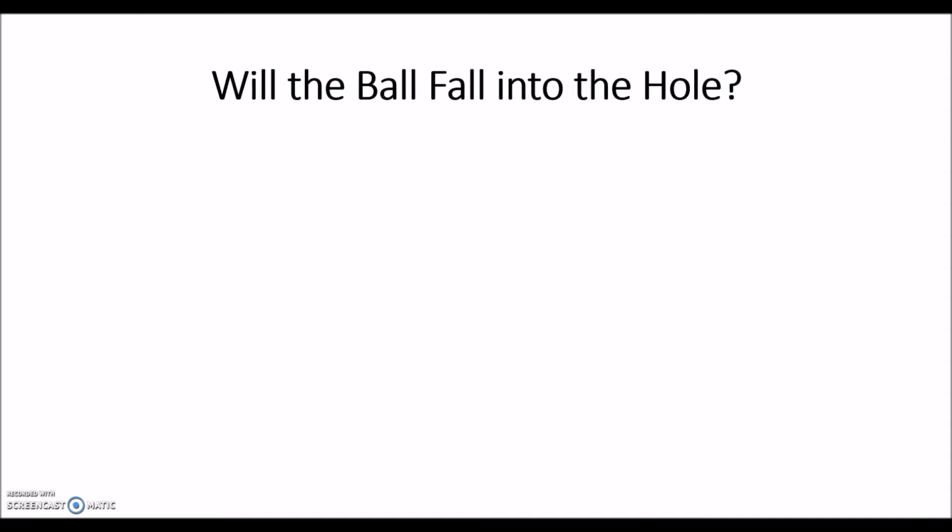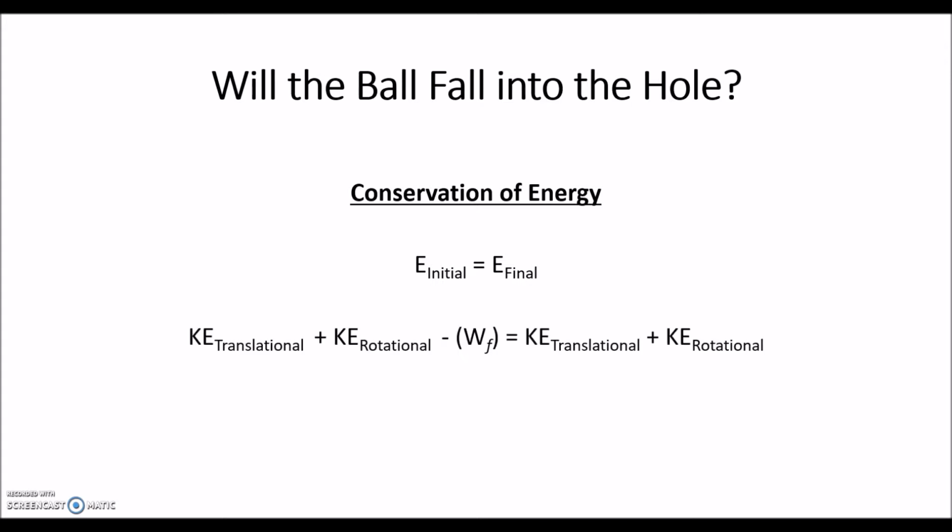To figure out if the ball will fall into the hole, the main factor we're going to be looking at is the velocity of the ball after it has traveled the distance of 10 feet. To do this, we're going to use the concept of conservation of energy. The concept of conservation of energy states that if no outside forces act on a system, the initial energy of the system is equal to the final energy of the system.